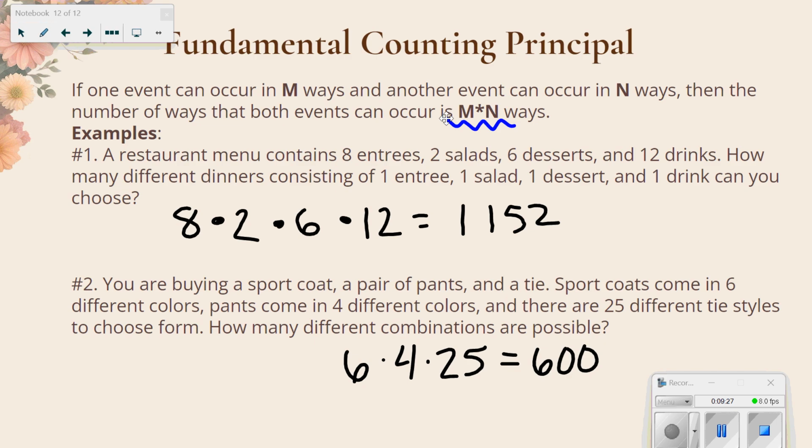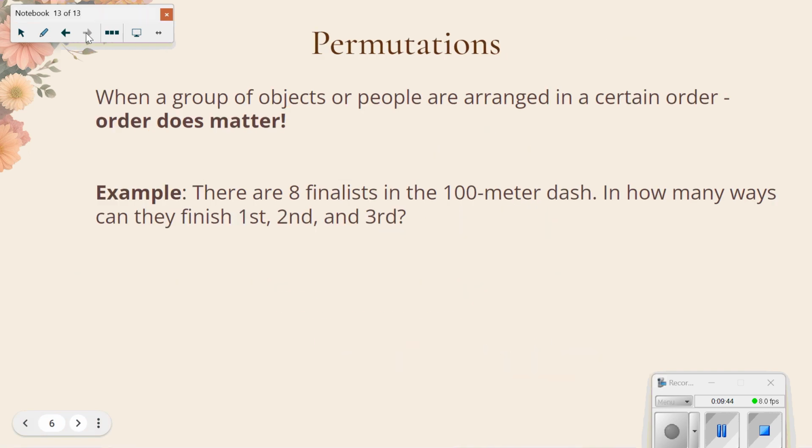Alright, what questions do you have here? So this is the fundamental counting principle, where you're choosing one option each time and there are different events. So let's talk about other scenarios we're going to come across. Our first is a permutation. This is when a group of objects or people are arranged in a sort of order, and order does matter.